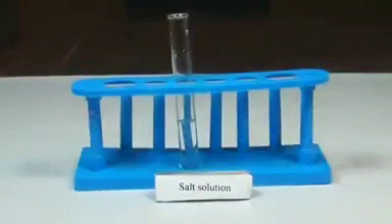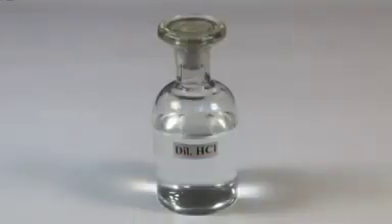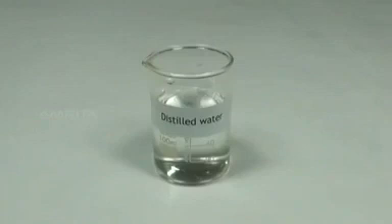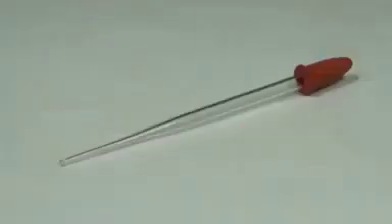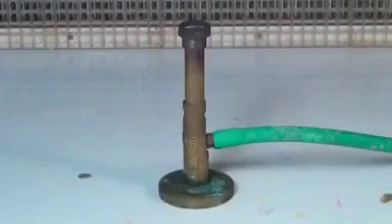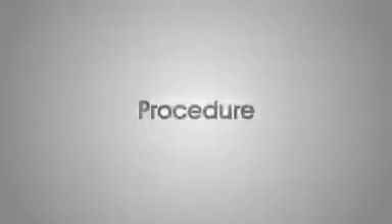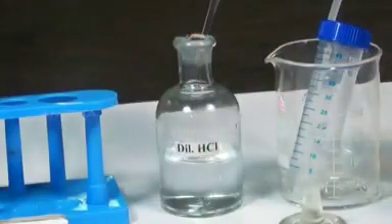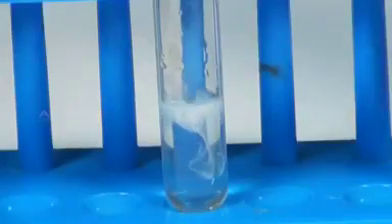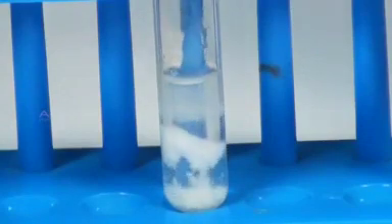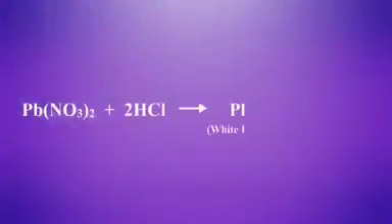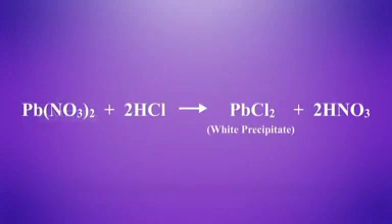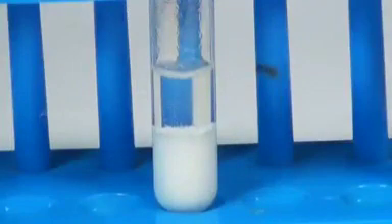Materials required: salt solution in a test tube, dilute hydrochloric acid, distilled water, test tube holder, dropper, and Bunsen burner. Procedure: take a small quantity of dilute hydrochloric acid using a dropper. Add it into the test tube containing a small volume of salt solution. Lead-2 ions in the salt solution react with dilute hydrochloric acid to form a white precipitate of lead chloride.